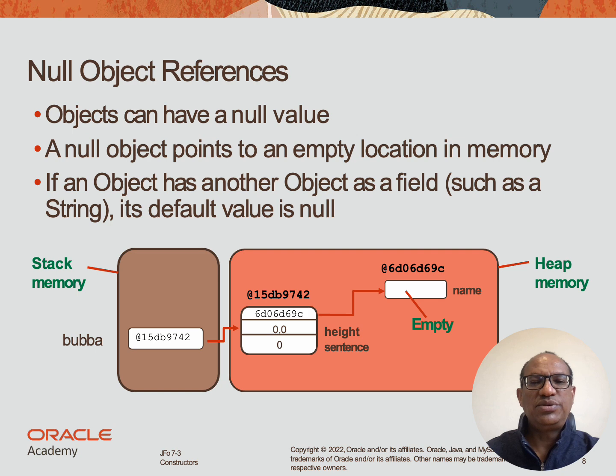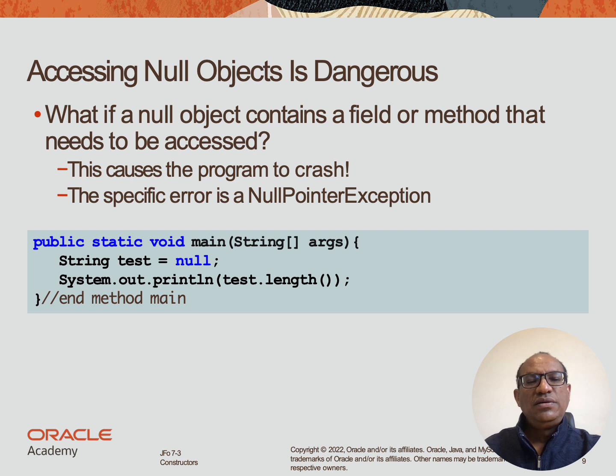Objects can have null values, and a null object points to an empty location in memory. Now here is the danger. What if you try to use a method on a null object? Let's say string test equals null, system.out.println test.length. It will crash. This throws a null pointer exception, and your program dies. Always initialize before using.